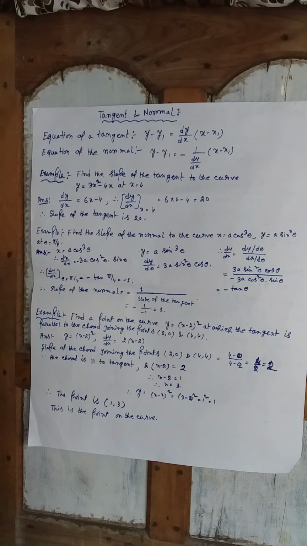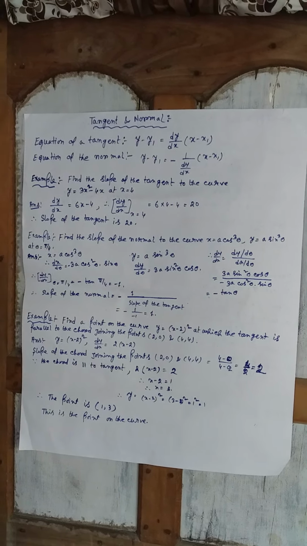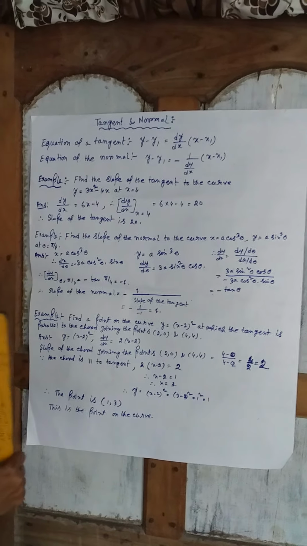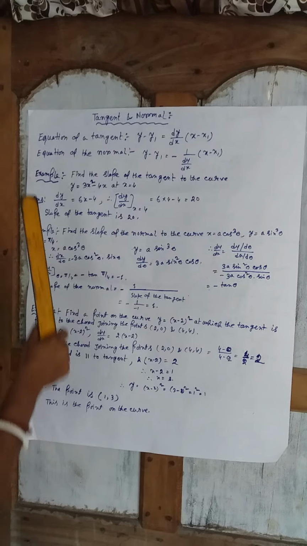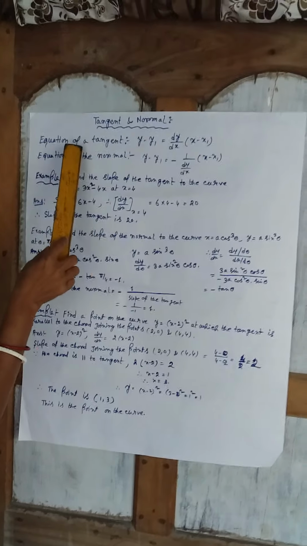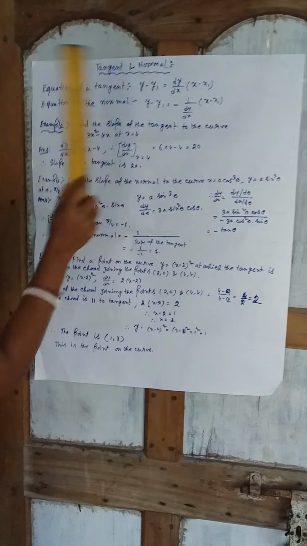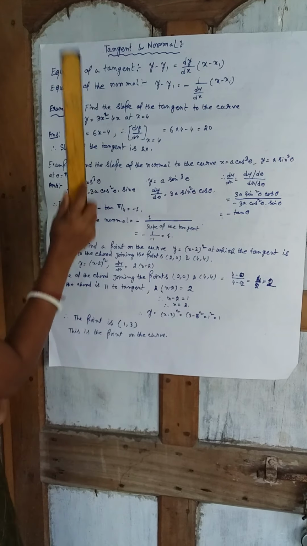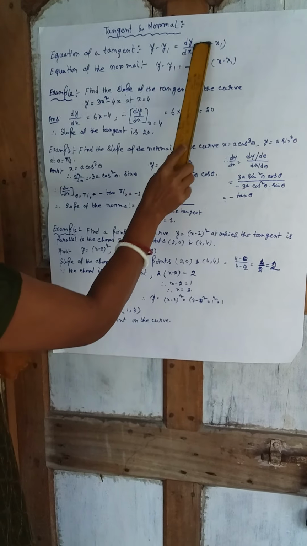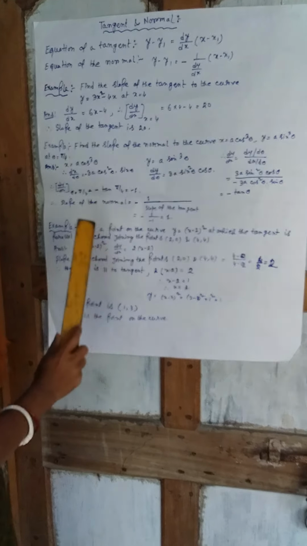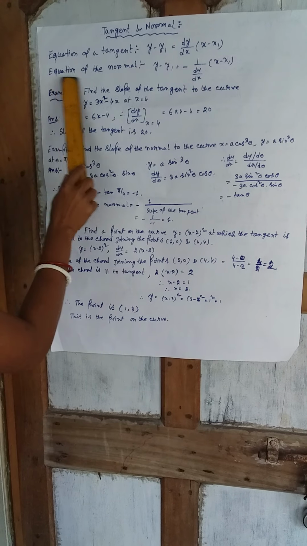Today I will start the chapter tangent and normal, that is also part of the application of derivative. Now since tangent is a straight line, what is the equation of a straight line? y minus y1 equal to m into x minus x1. So m means what? dy/dx, that is the slope. Now the equation of the normal.